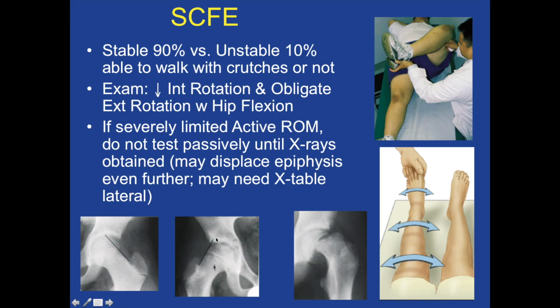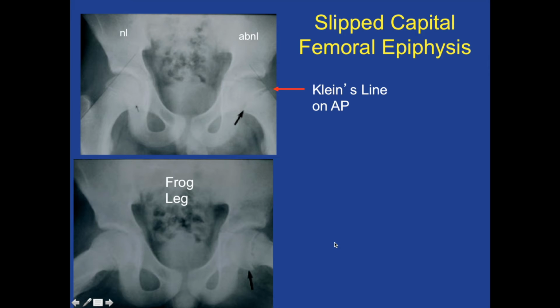And this is an example of normal, where along the femoral neck we draw a line here. There is a portion of the proximal femoral epiphysis on both sides of the line. This is a SCFE where it's slipped off, and so you see no portion on the other side of the line. And this, unfortunately, is one that is totally displaced, and this is really a catastrophic portion of this disease, and we want to avoid this, which is why if they have limited active range of motion, you probably don't want to do much passive range of motion on them.